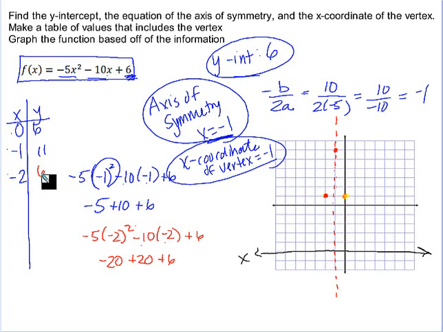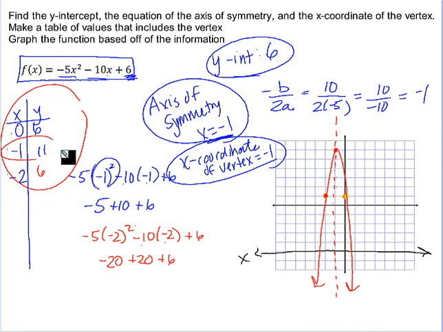Those 3 points are sufficient for us to graph that quadratic, so we will connect those and get the idea of what the parabola looks like. So here's our table of values. We included the vertex, and we had a couple of other points so we could see what the parabola looks like.